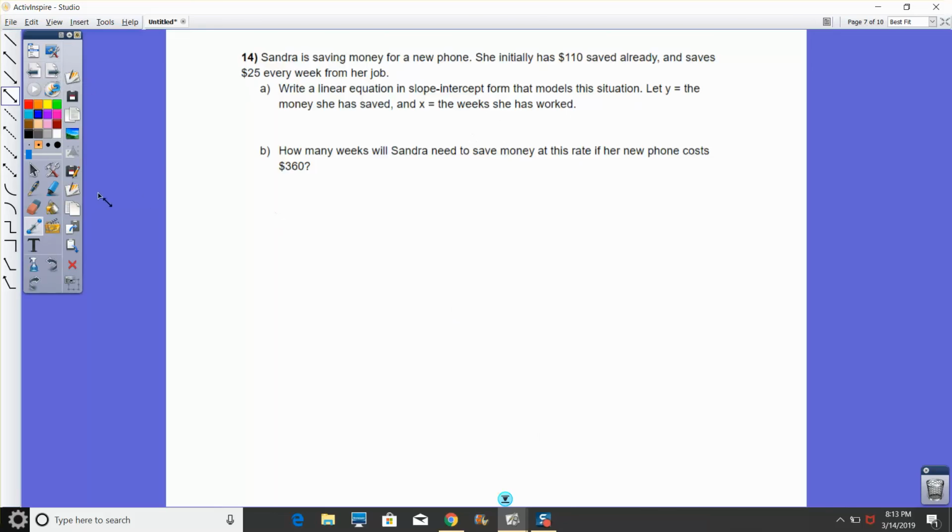Okay, now we have a couple of situations and a few equations, and then we'll be all done. So number 14: Sandra is saving money for a new phone. She initially had $110 saved already, and then saves $25 more every week from her job. Question A says, write a linear equation in slope-intercept form that models the situation. We're going to let y equal the money she saved and x equal the weeks that she's worked.